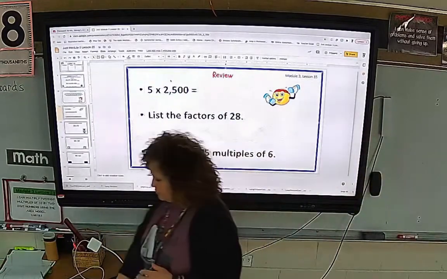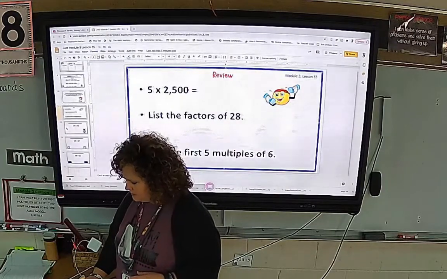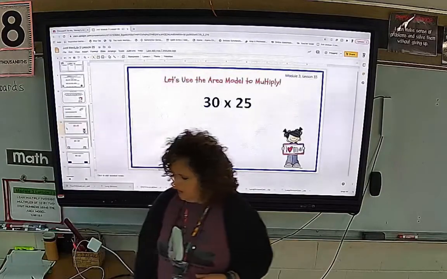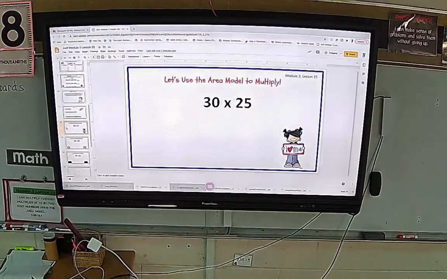You can go ahead and clear your board. Once you clear your board off, put the top on your marker because now we're going to listen a little bit.